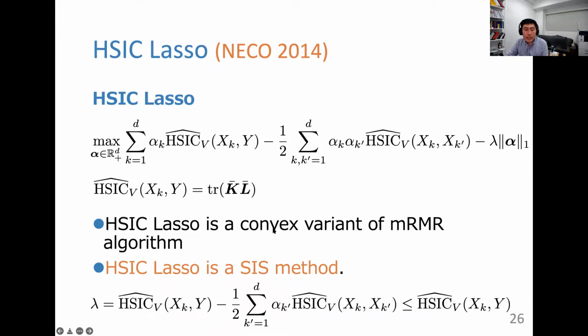This is a convex variant of the mRMR method, a very popular data-mining-based feature selection method. Also, the HSIC lasso can be regarded as sure independence screening. Basically, we can show that the HSIC values of all the selected features are always bigger than lambda. Then we simply select mutually independent features among the SIS-selected features. Therefore, we can regard this as one of the screening methods.